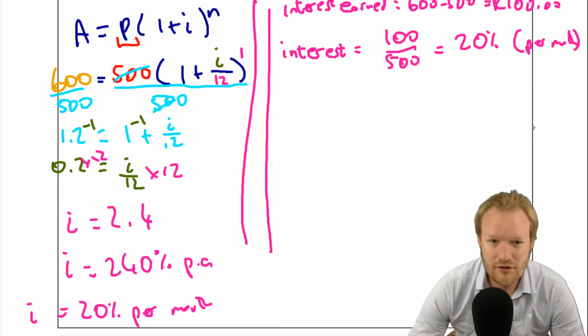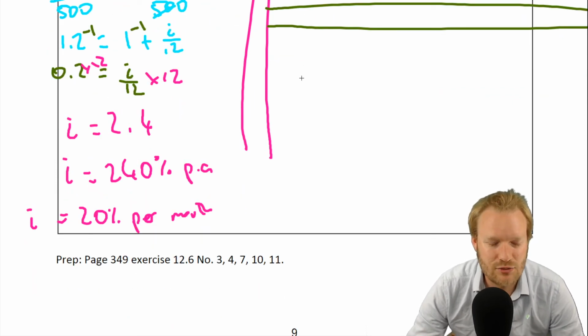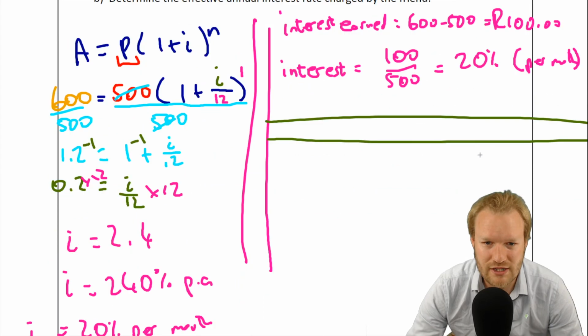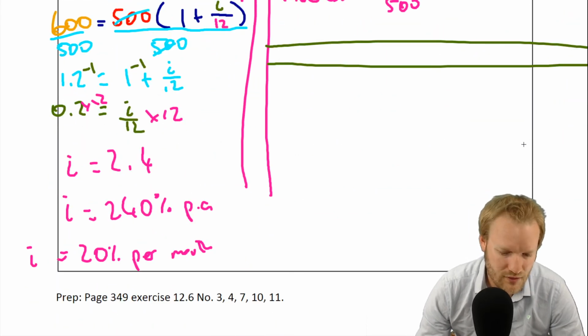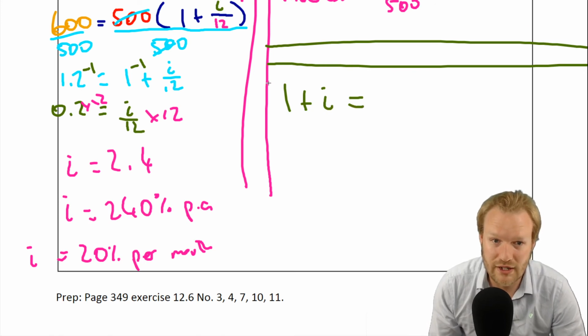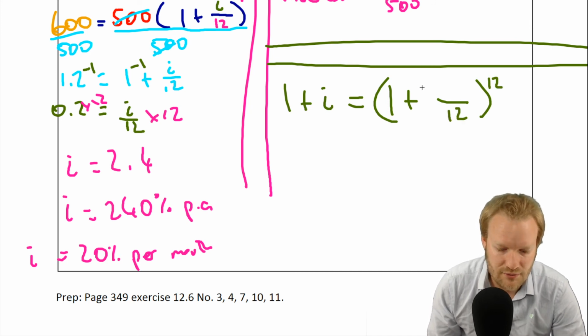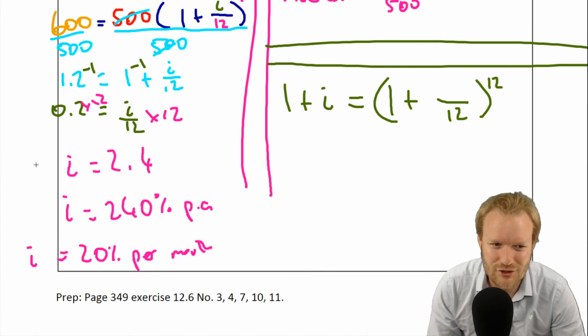And then let's do the second part of the question, which is going to be the same regardless of which method we use to start with. And that asks us what the effective annual interest rate is charged by her friend. So 1 plus I, this is to the 1 year one, so you could think of that as to the power of 1, is 1 plus, like the formula we've done, so over 12 to the 12, we worked out that this was 240% per annum.